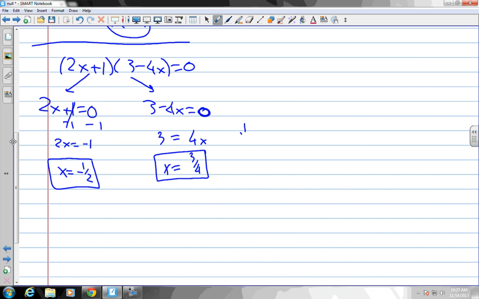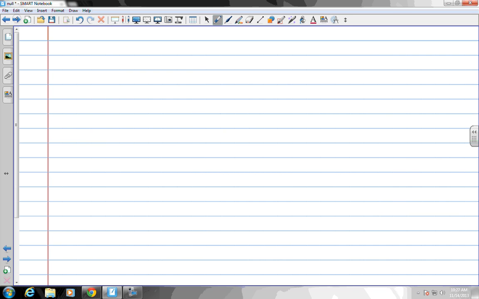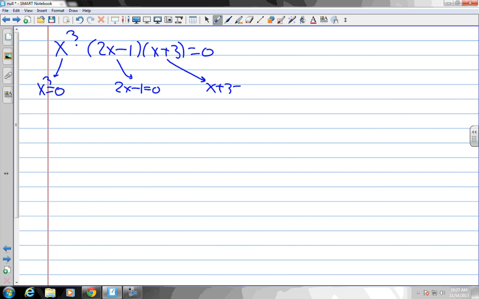Okay. Any questions on this? Is that all good? All right, it doesn't have to be just two factors. It could be more than two factors. Let's say x cubed, 2x minus 1, x plus 3 equals 0. So again, the big thing here is that one side is factored and the other side is 0. So you have 3 factors, so set each of those factors to 0. x cubed equals 0, 2x minus 1 equals 0, x plus 3 equals 0.